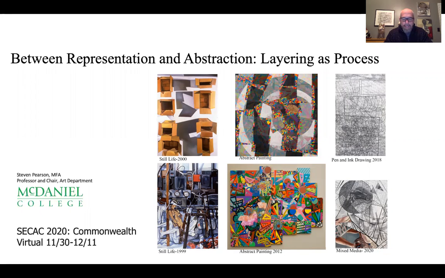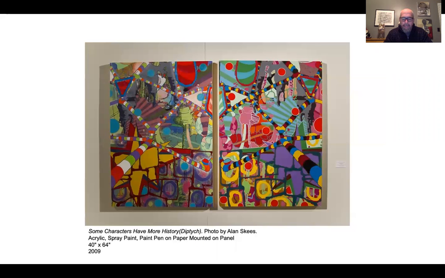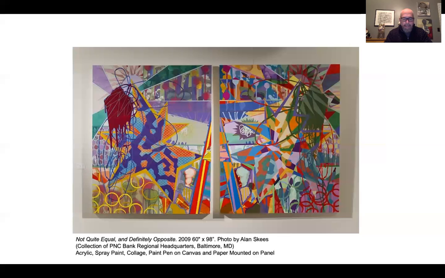Before delving into that shift, I should start by discussing the process I had been using to develop my compositions since 2009. While working on the painting Some Characters Have More History, I felt that the composition didn't feel resolved. At the time, the painting consisted of just the left panel. I decided to trace that panel and mirror it on the right in complementary colors. That seemed to fix the compositional issue and led me to repeat the process in Not Quite Equal and Definitely Opposite. I continued to use the accumulated tracings and the process of tracing in various ways in subsequent paintings.